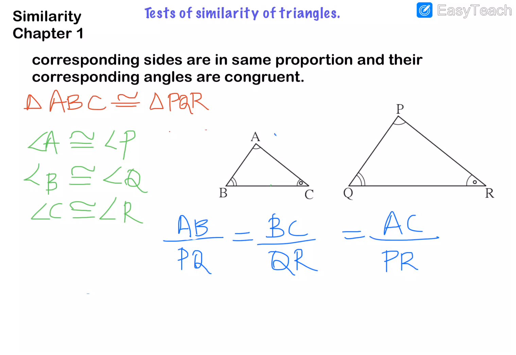Now the corresponding sides of these two triangles can be written as A, B, C.